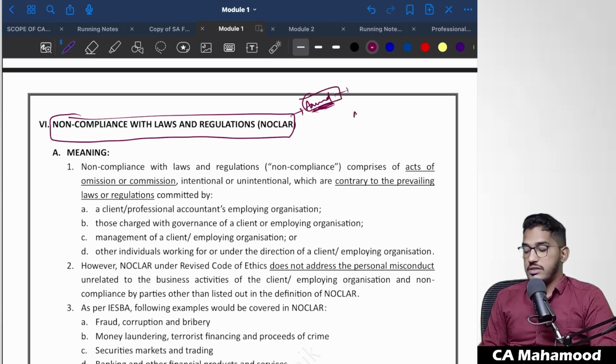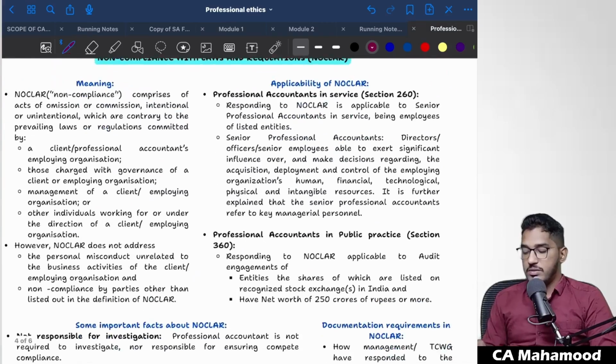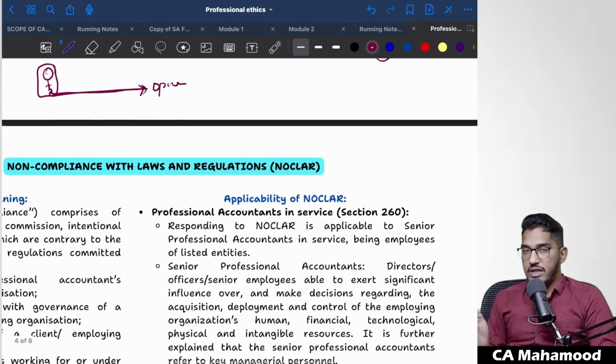Non-compliances with the laws and regulations, which in short we also call NOCLAR. Sir, what is this NOCLAR? Non-compliances with the laws and regulations. So what is the meaning of that? Very simple, guys. First I will try to summarize the concept. So NOCLAR.